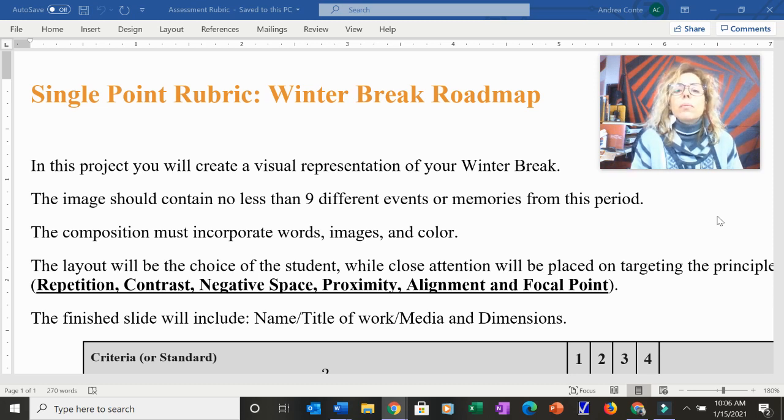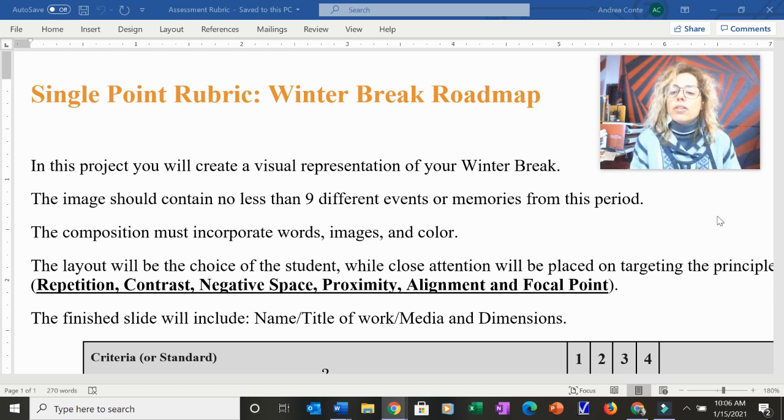Single point rubric, winter break roadmap. In this project, you will create a visual representation of your winter break. The image can contain more, but there should be no less than 9 different events or memories or episodes from this period of time. The composition, the final image, must incorporate words, images, and color. The layout will be your choice, and we talked about those different layout possibilities.